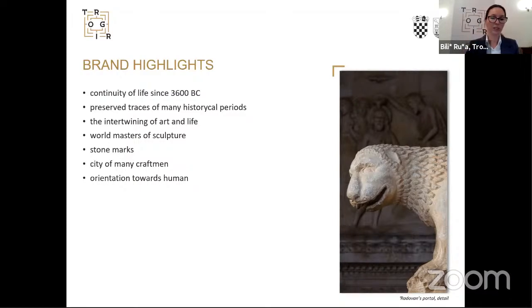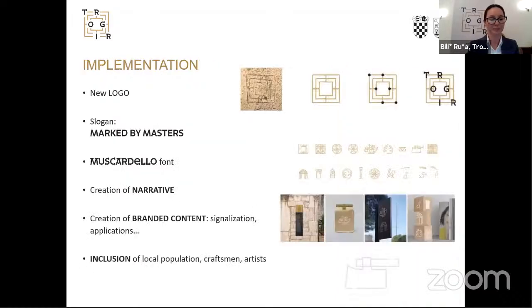The combination of historical and contemporary creativity has led to the creation of a new visual identity and narrative for a new period of development. After the analysis, we developed a new brand, new logo, narrative and visual solutions that will highlight every resident of Trogir and every tourism worker as a brand holder or brand ambassador. In the years to come, we plan to implement all phases of the new brand strategy and engage every aspect of the city policy.